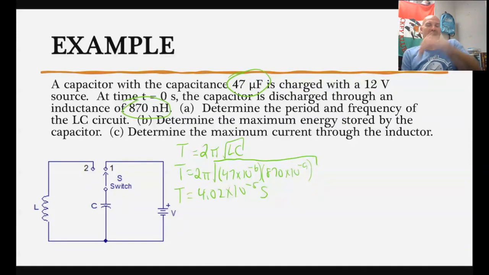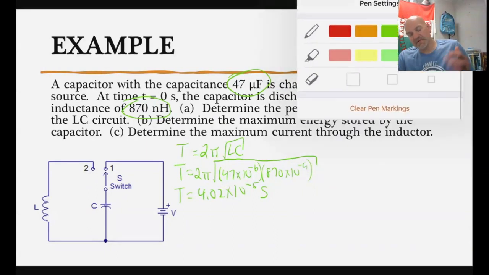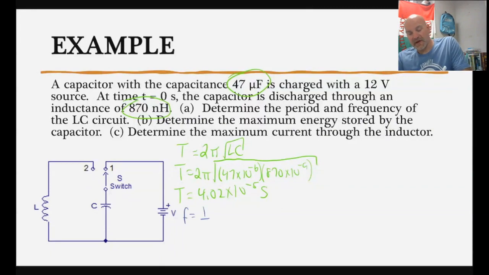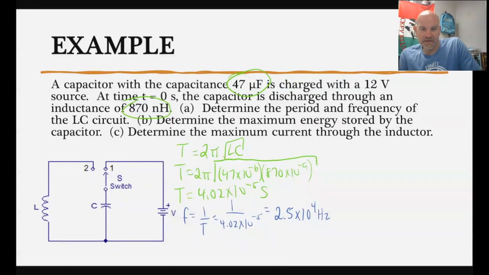So what does that mean? It oscillates back and forth every 40 microseconds. Okay, so it's going to be pretty fast. Now, find the frequency. Well, you can do that with 1 over 2 pi root LC, or you can just simply do 1 over T, which is kind of the shortcut, lazy way, right? And so we get a frequency of 2.5 times 10 to the 4th hertz.